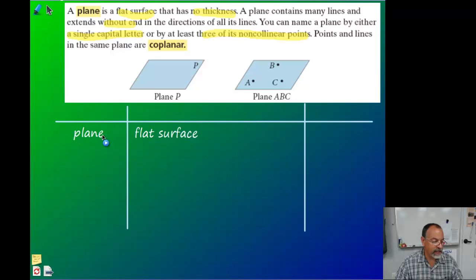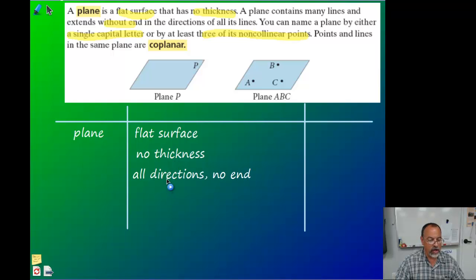When we're talking about a plane, it's a flat surface. Planes have no thickness, so the top of a table would be considered a plane or part of a plane. They don't have any thickness, even though a countertop has thickness. We're not talking about the thickness, we're just talking about the surface itself on top.